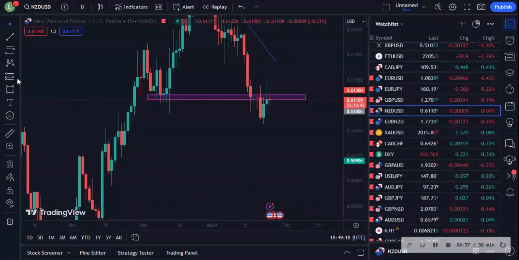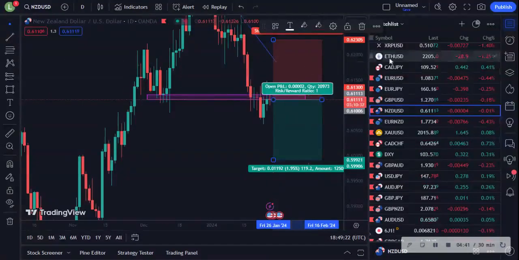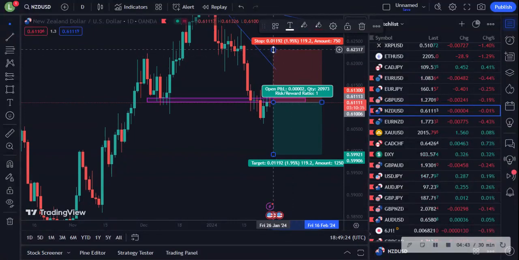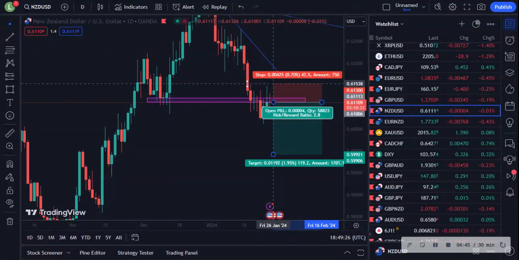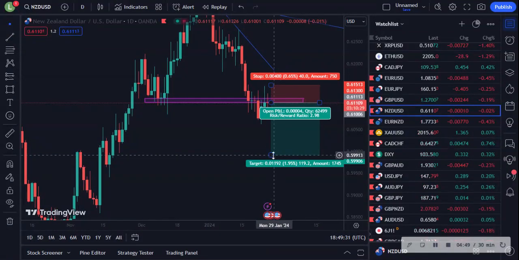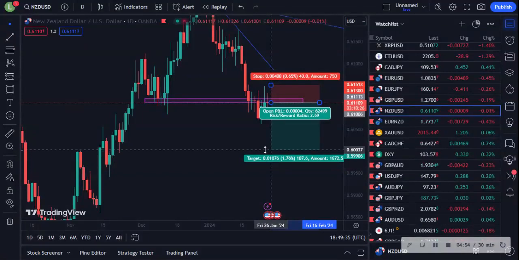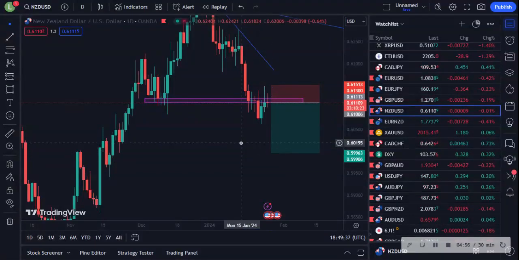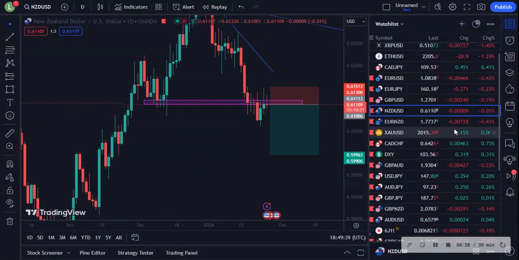And yeah, similar setup with NZD. You could trade them together. Say your entry was there. Stop loss around 40 pips, I'd say, and then boom, you got a 3-to-1 risk to reward down at 60, pretty much. So that is a potential target for there.